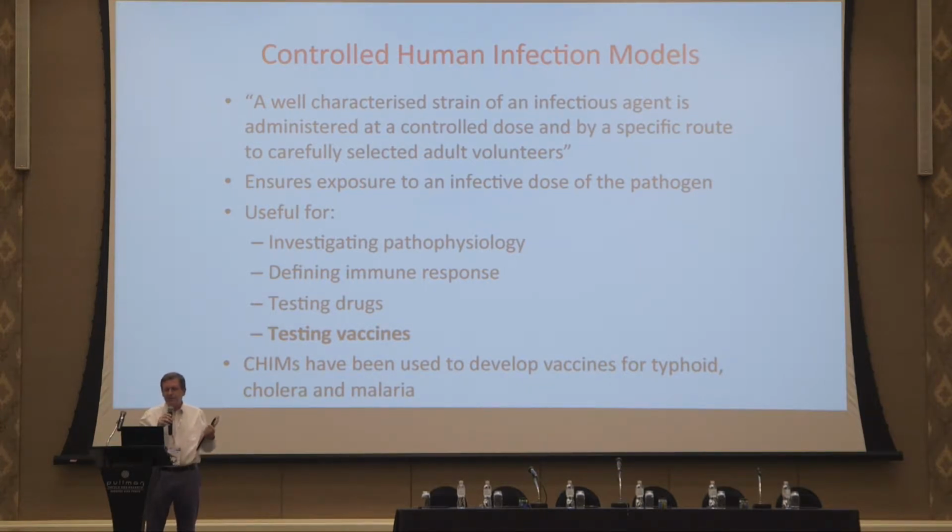So why do this? Well, it ensures that you get full 100% exposure of the subject to an effective dose of the pathogen. This is useful scientifically for a number of purposes: for investigating pathophysiology, for defining the immune response to a pathogen, for testing drugs, and most importantly, for testing vaccines. This is where it's been most used. CHIMs have been used to develop vaccines for typhoid, cholera, and malaria in recent years. Not the whole process, but part of the process. And it is also accepted by regulatory bodies now as evidence for efficacy of vaccines.